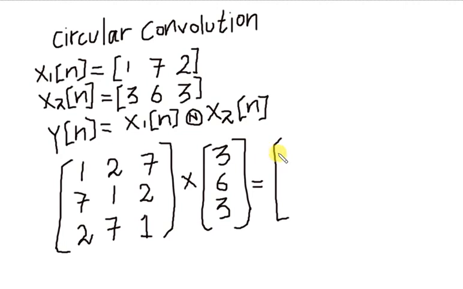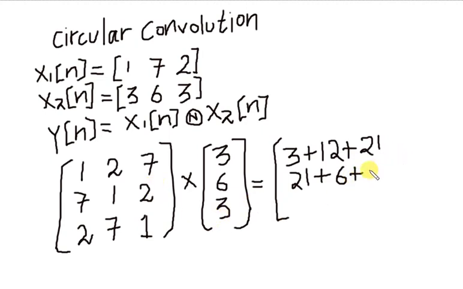1 multiplied by 3 is equal to 3, plus 2 multiplied by 6 is equal to 12, plus 7 multiplied by 3 is equal to 21. Next row, 7 multiplied by 3 is equal to 21, plus 1 multiplied by 6 is equal to 6, plus 2 multiplied by 3 is equal to 6.